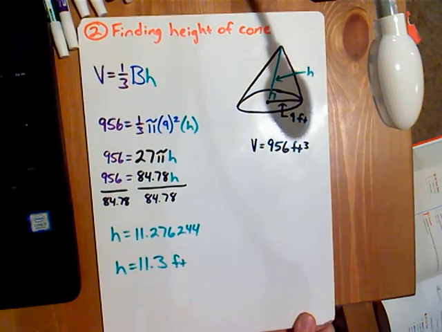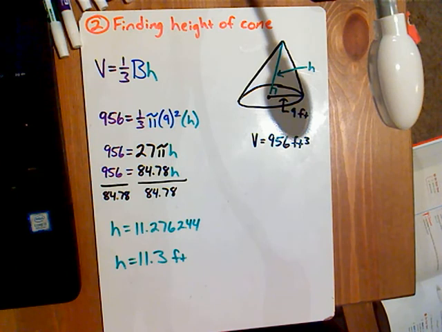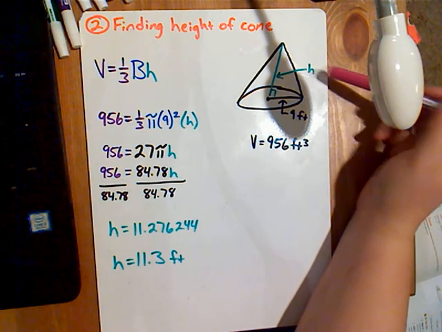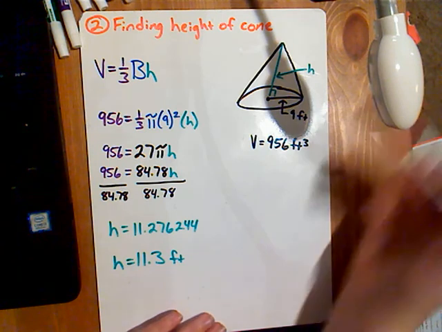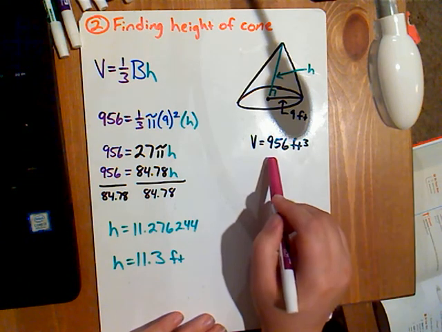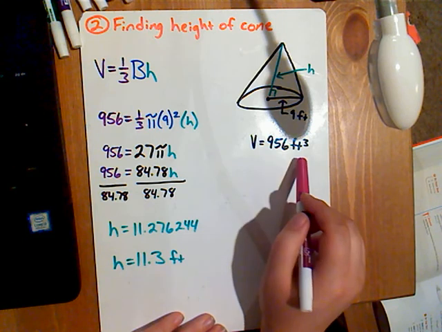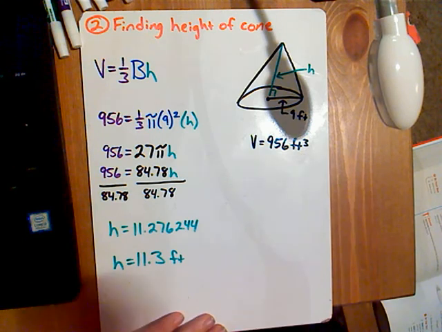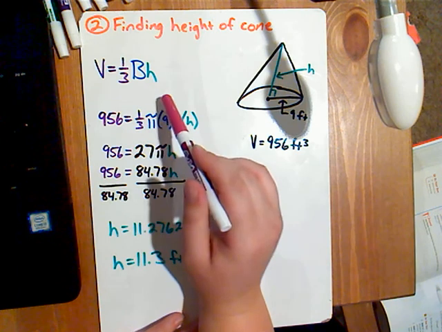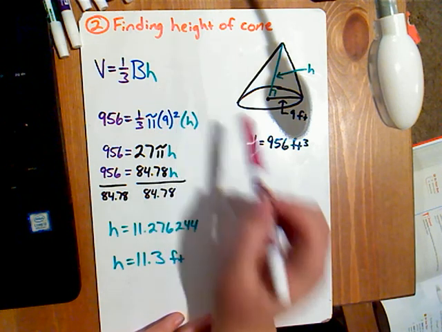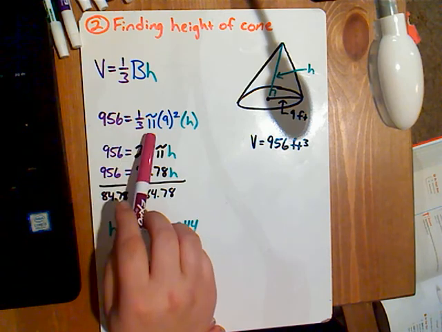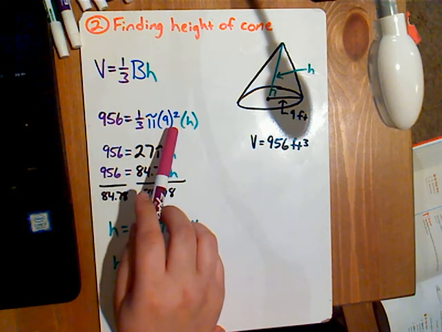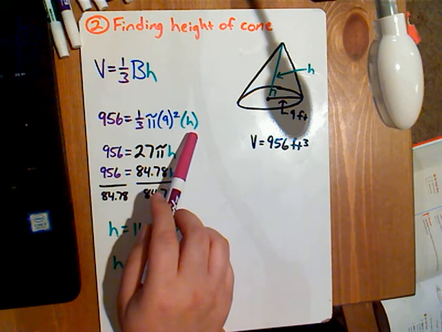Our next problem is going to be finding the height of a cone. So we have our cone here. We don't know what the height is, but it gives us a radius of 9 feet, and it also tells us that the volume for this cone is 956 feet cubed. So we have our formula, and we go ahead and plug in our numbers that we do know. So we know that the volume is 956. 1/3 pi, our radius is 9 squared times our height.